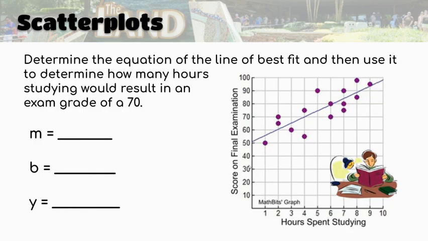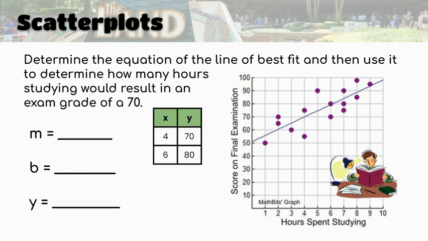Okay, the last thing we want to do is determine the equation of the line of best fit and then use it to determine how many hours of studying would result in an exam grade of 70. So to do that, I'm going to find the slope of this line by using a point that's actually on the line and this cross section here because I see that the line actually crosses at (4, 70). So I made a table. Change in y was plus 10. Change in x was plus 2. So my slope is 5. Change in y over change in x, 10 over 2 simplifies to 5. The y-intercept I can see is right above 50, so maybe 51, 52, something along those lines. And so my equation is y equals 5x plus 51, okay?